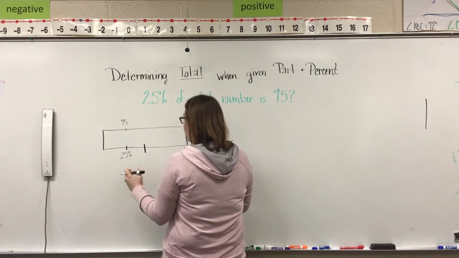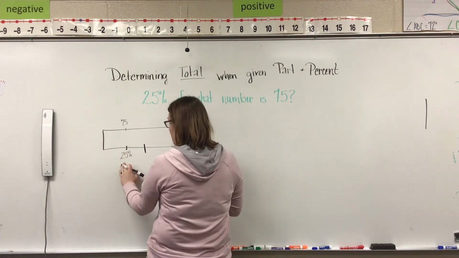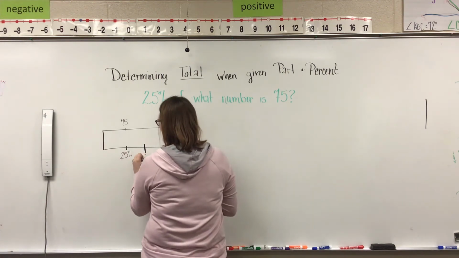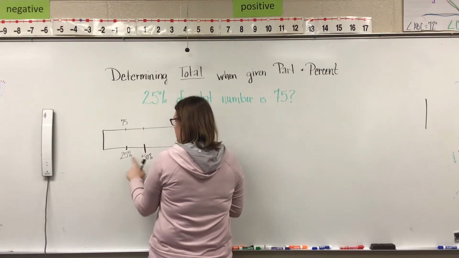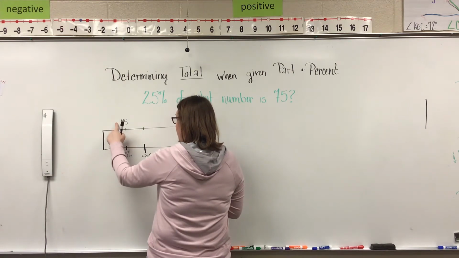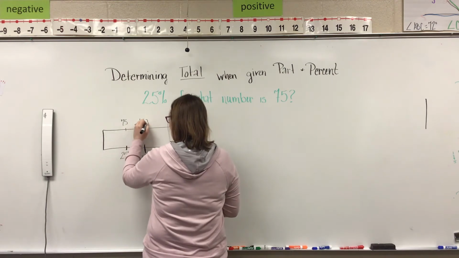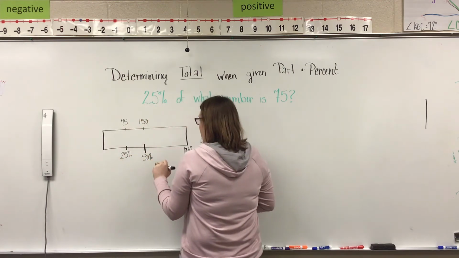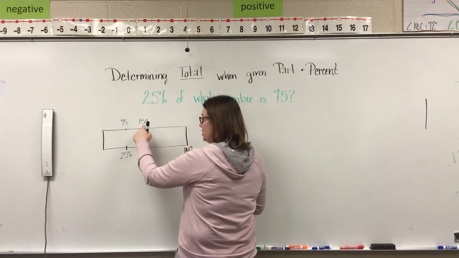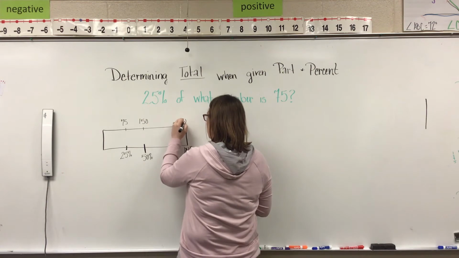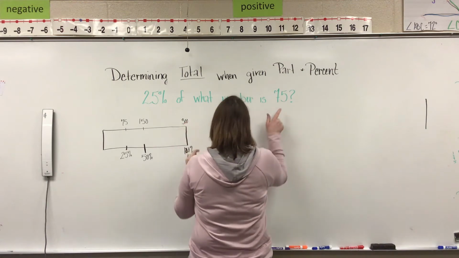Well, I'm going to go ahead and get 50%. I could jump to 100, but I'm going to double my 25 to get 50. So since I doubled 25 to get 50, I'm going to double 75. So if I have 75 plus 75, that's 150. And then if I double 50, I have 100. So if I double 150, I have 300. So 25% of 300 is 75.